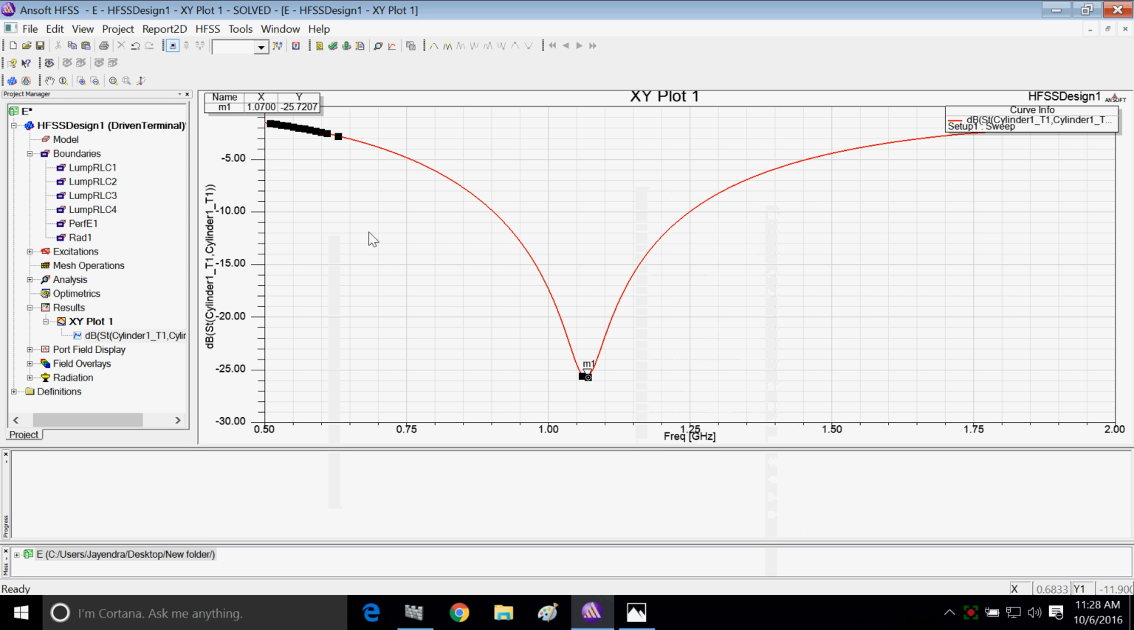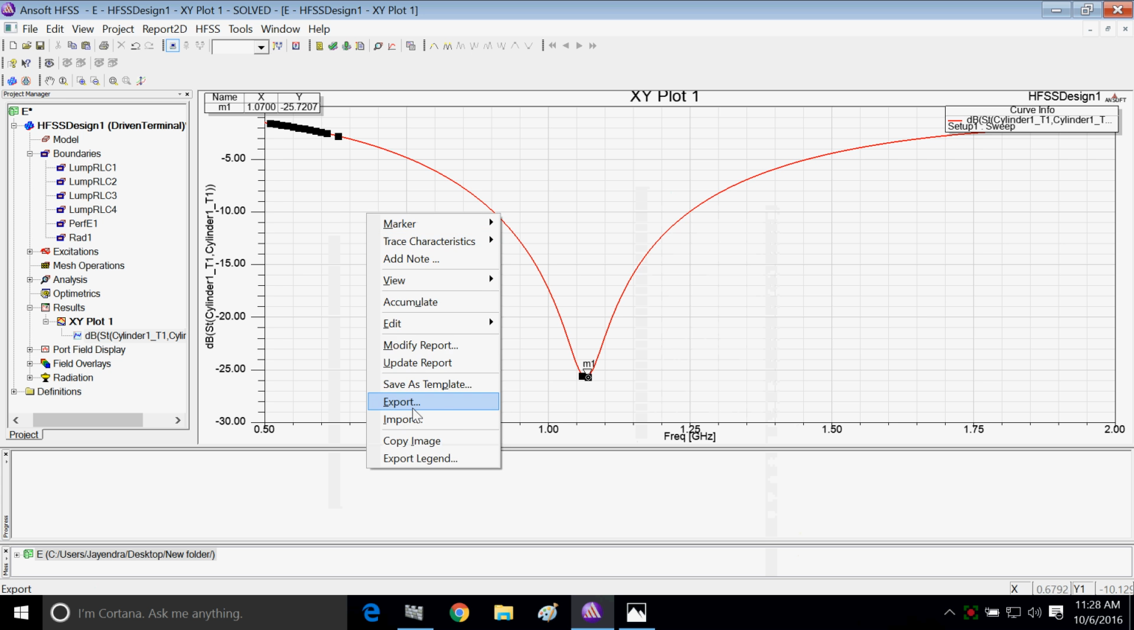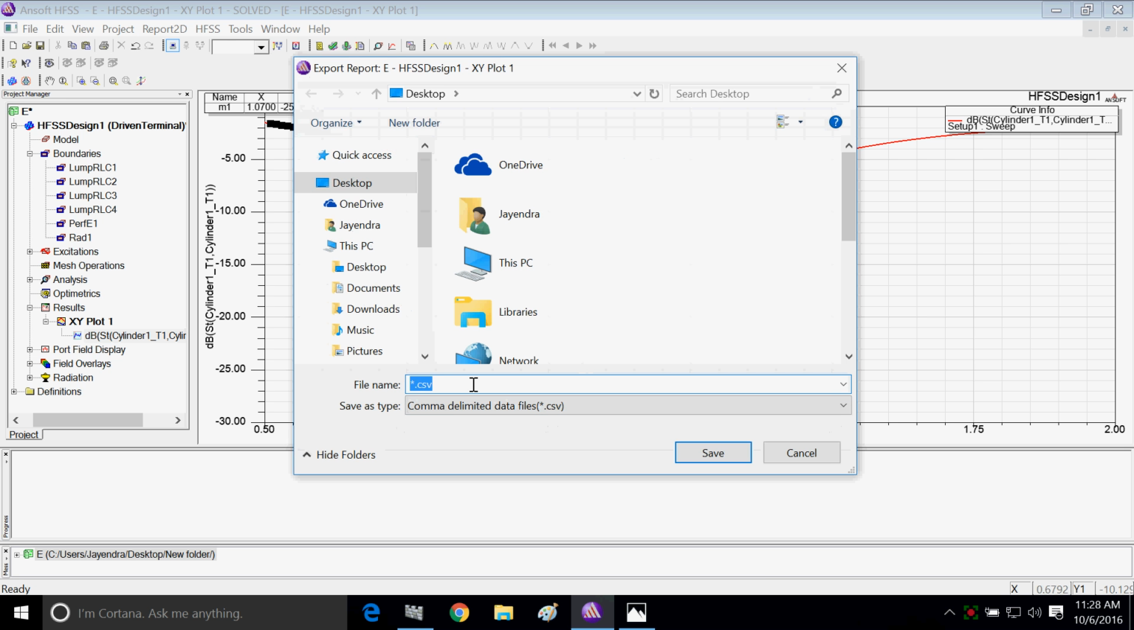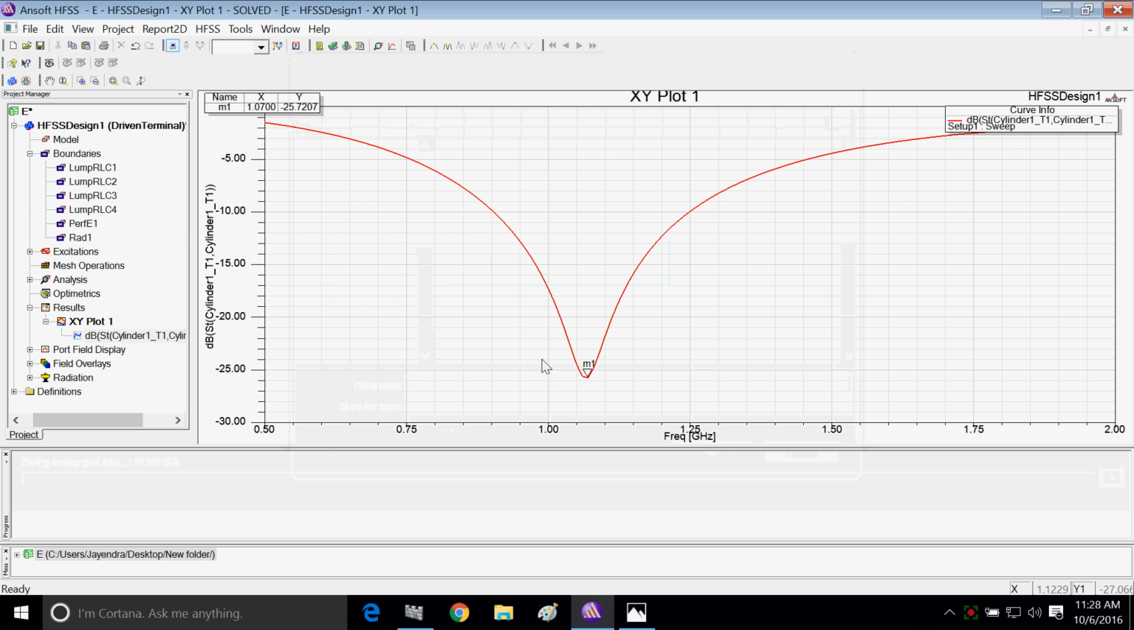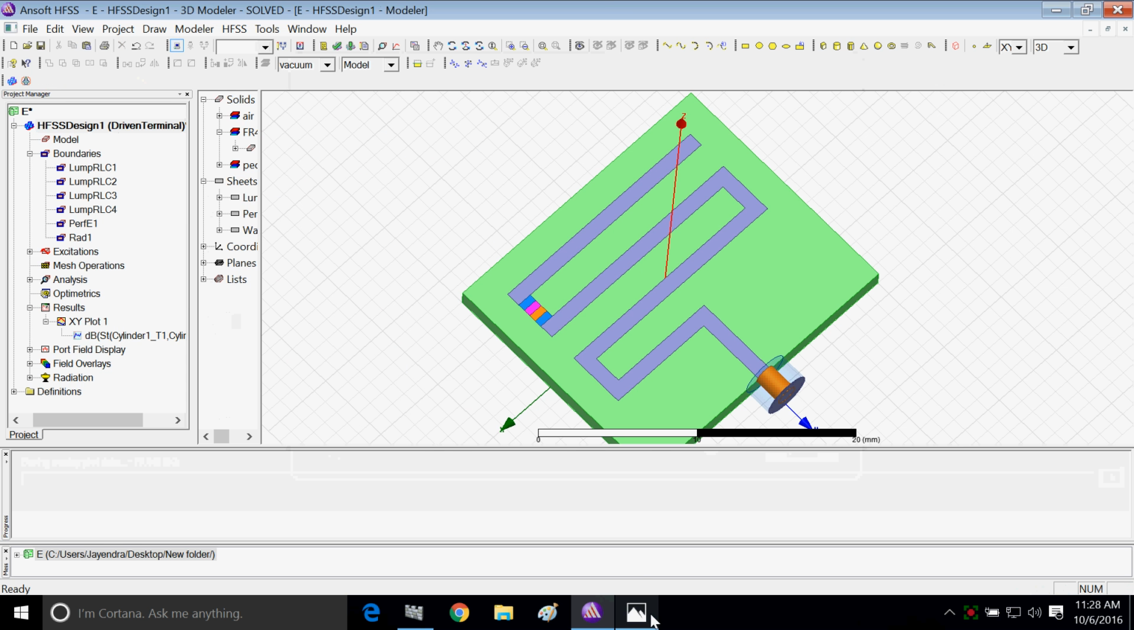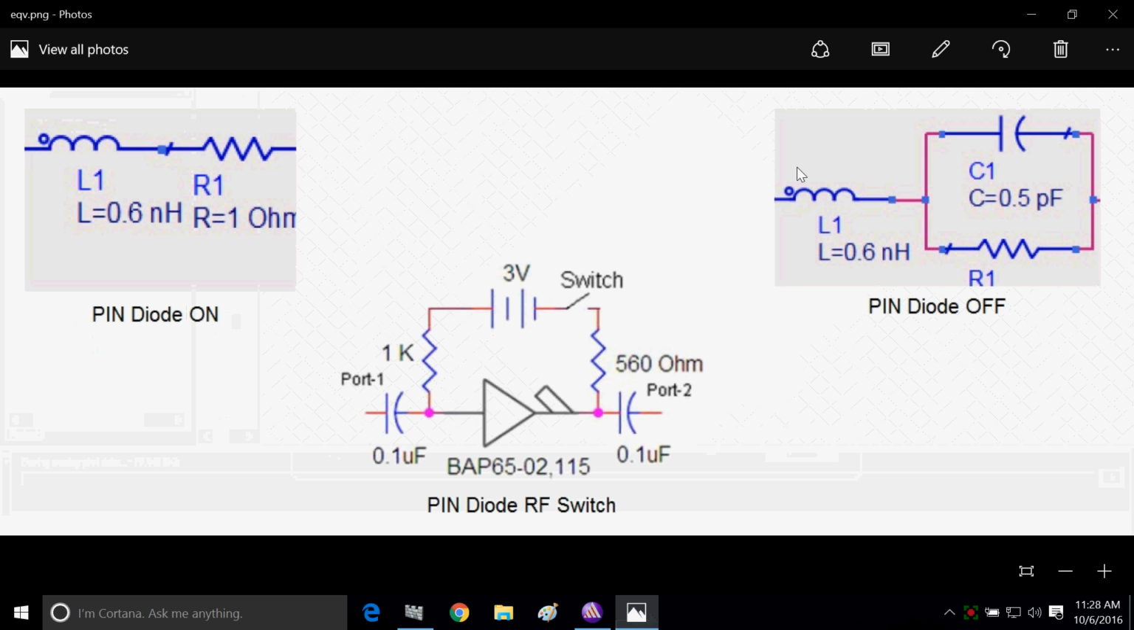Now I will turn off the diode and we'll compare the return loss and operating frequency in on and off state. For that purpose I will simply export this graph. Say this is on. Now I have to turn off the diode. In case of off condition it should behave like an inductor in series combination with a resistor and capacitor.